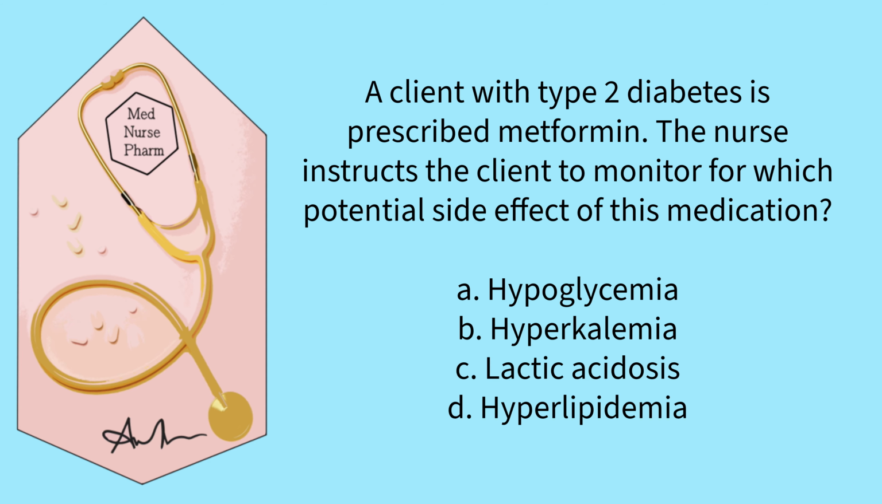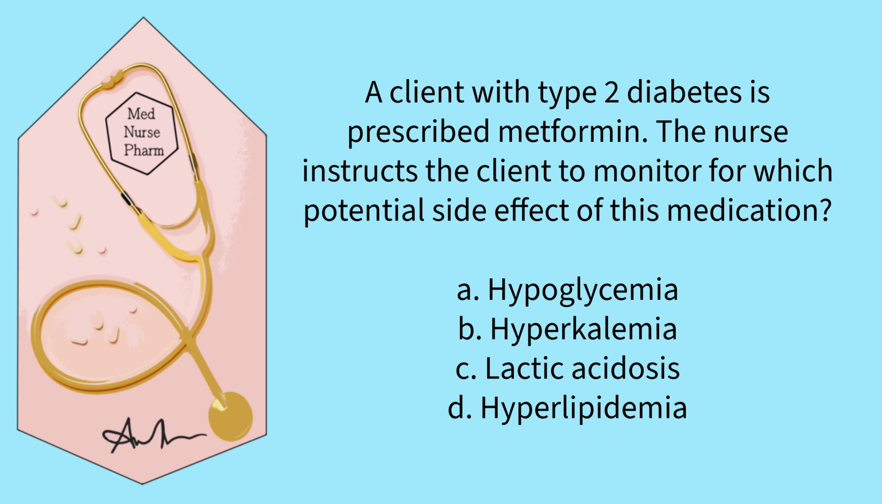A client with type 2 diabetes is prescribed metformin. The nurse instructs the client to monitor for which potential side effects of this medication: A, hypoglycemia; B, hyperkalemia; C, lactic acidosis; D, hyperlipidemia. Pause the video and select your answer. The correct answer is C, lactic acidosis.